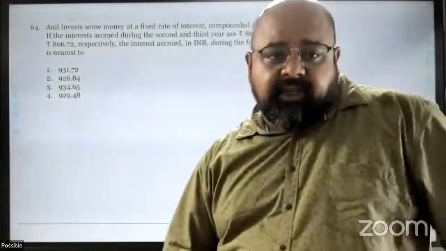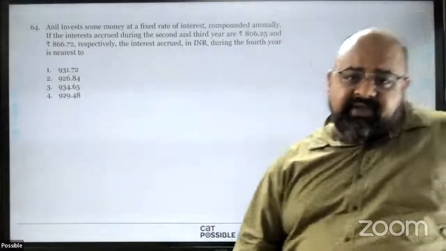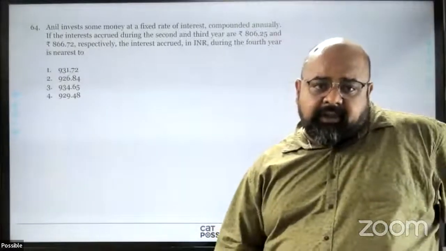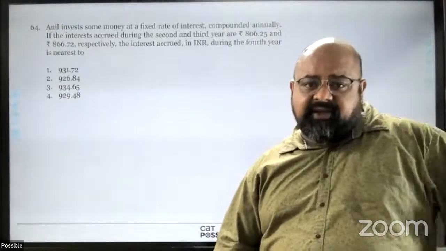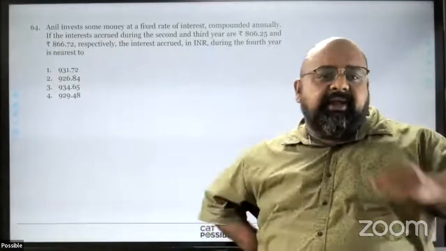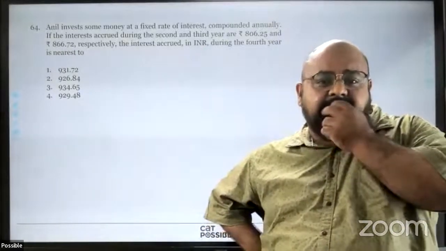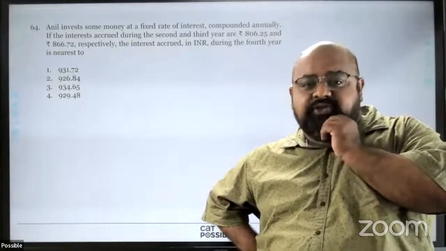64 then says, Anil invests some money at a fixed rate of interest compounded annually. If the interests accrued during the second and third year are 806 and 866.72, the interest accrued in INR during the fourth year is nearest to.